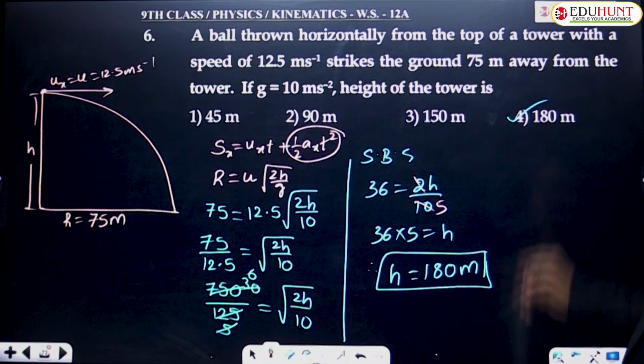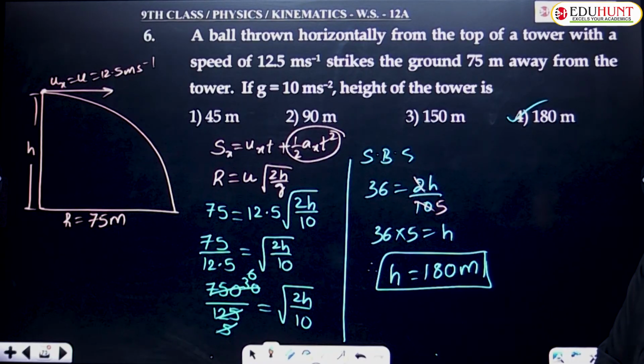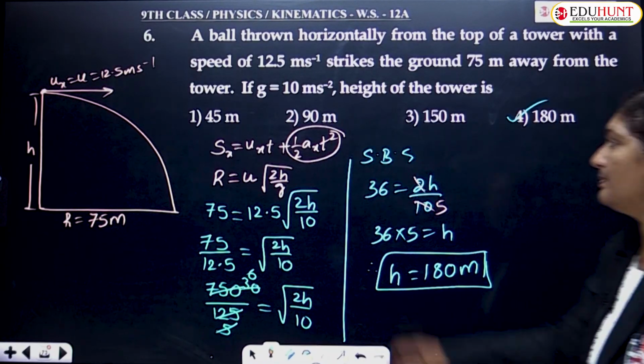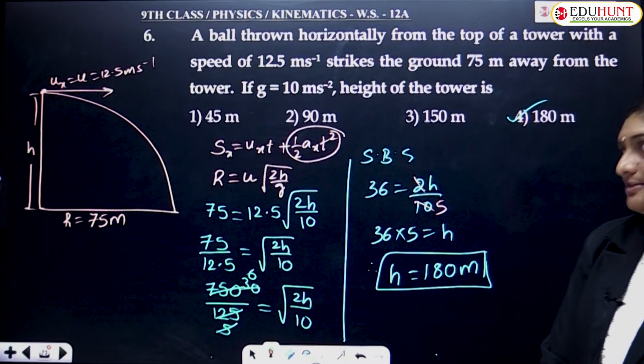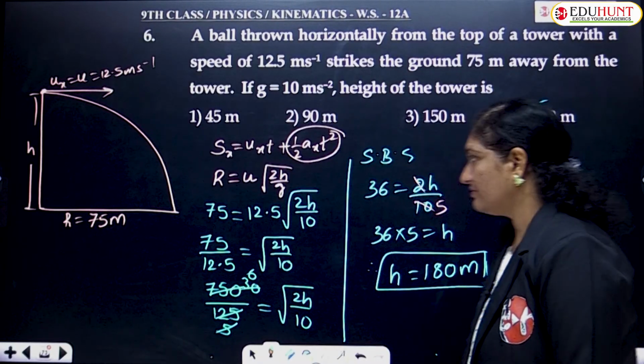So option number 4 must be true. The height of the tower is 180 meters. So the simple formula is R equals u root 2h by g. So h you have to find out.